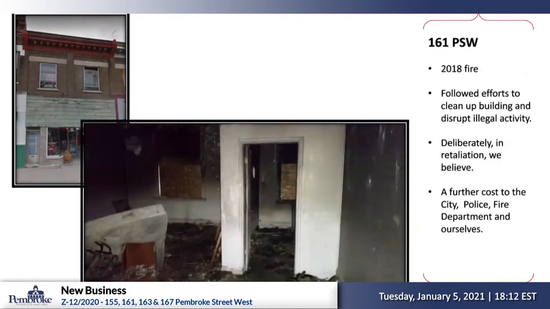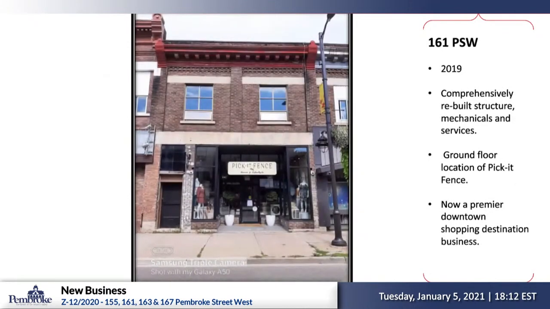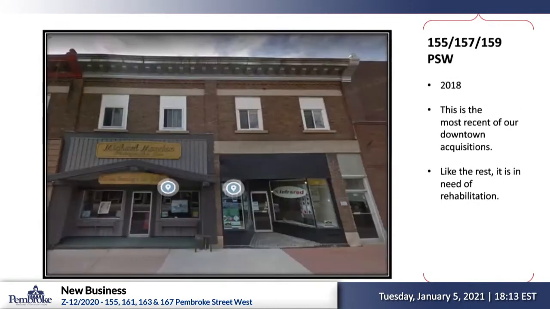In 2018, because we were pushing hard to clean up that building, the nice folks upstairs left, but before they did that, they set the place on fire. That was a further cost to downtown and the city and ourselves. However, 161 has risen. We built, I think, a wonderful space for Picket Fence, and it is now very much a downtown destination. Our last building is this one, 155, 157, 159 Pembroke Street West.